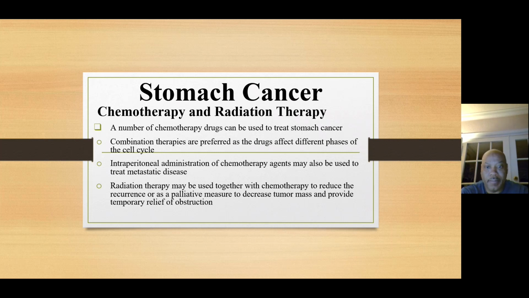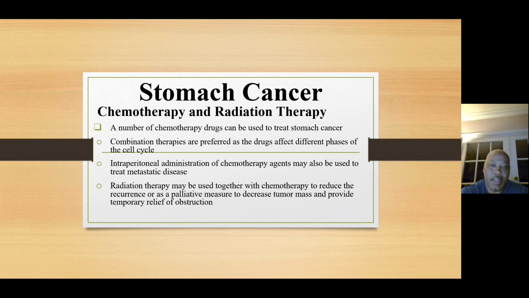Now, there is also intraperitoneal administration of chemotherapy agents that can be used to treat metastatic disease. So, if the cancer has spread to the abdominal cavity, sometimes the oncologist will introduce the chemotherapy drugs into the abdominal cavity to destroy the cancer cells as well.